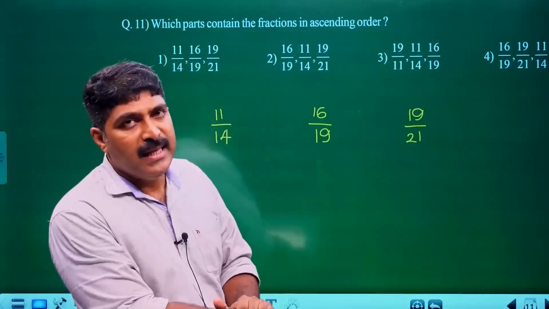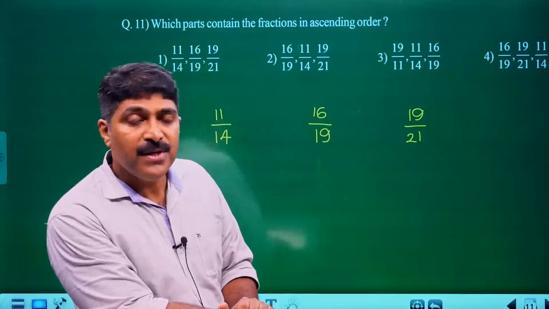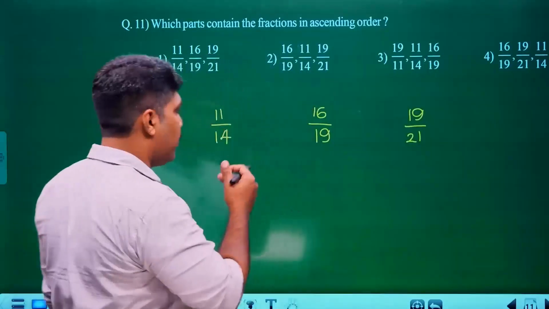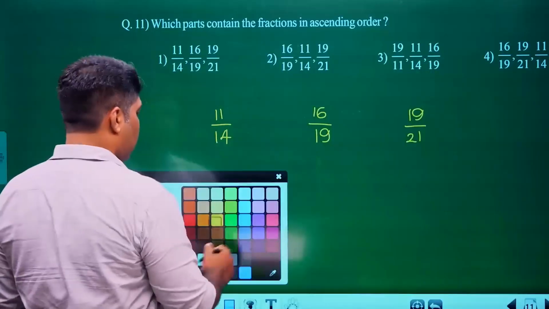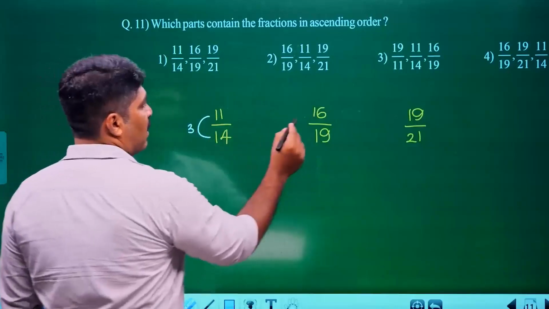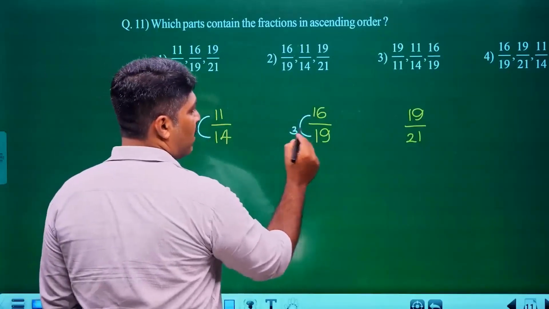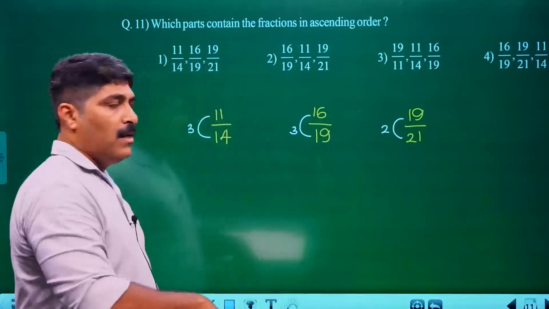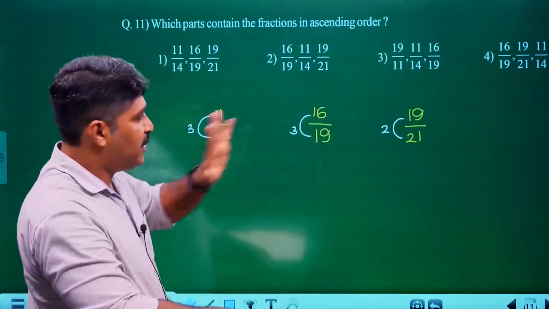So you just equate the difference between the numerator and denominator in each fraction. What's the logic here? Here we just consider the difference between the numerator and denominator. Here the difference is 3. Here the difference is also 3. Here the difference is 2. Got it?